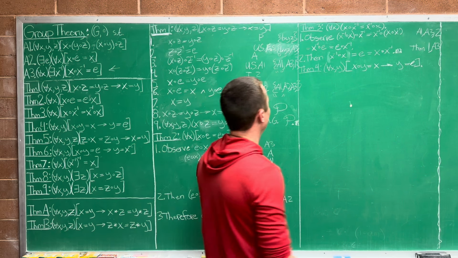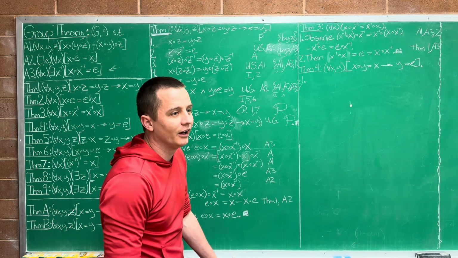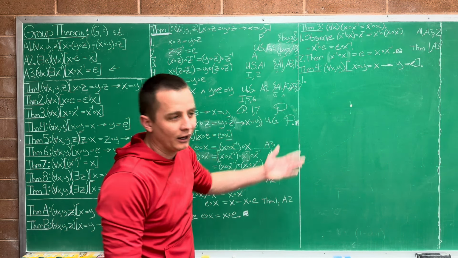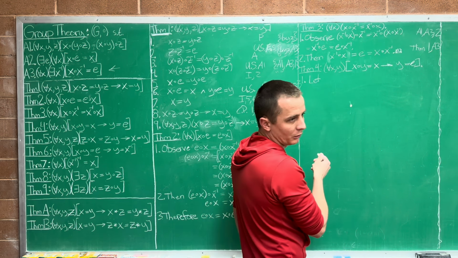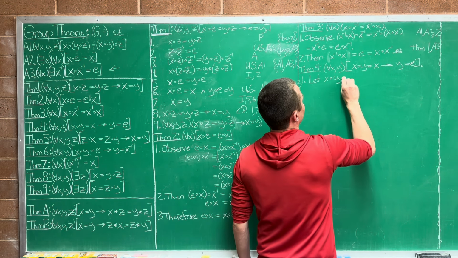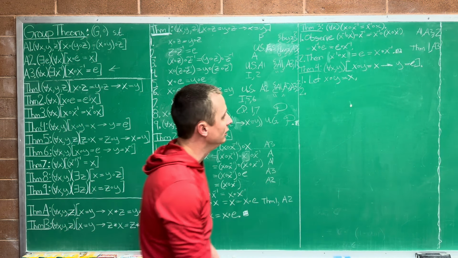So this one is a bit easier to figure out how to prove, because it's an implication. We love those. We don't even think about how to start these. We just instantly start with let, or assume, whatever word you want. Let x circle y equal x. Okay, always start that way. Then what?